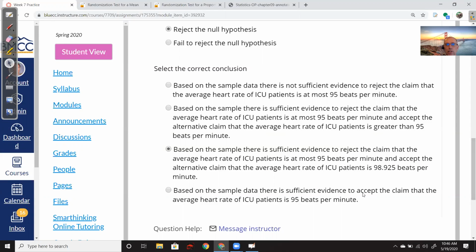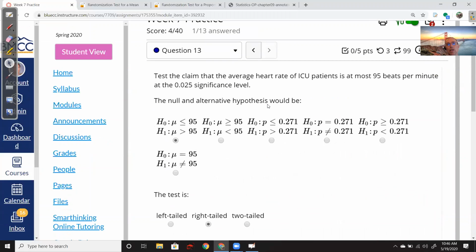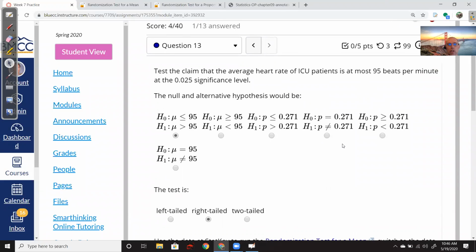Based on the sample, there is sufficient evidence to support the claim that the average heart rate of ICU patients is now... We can never say something is. That's nonsense. Okay, so the third one's nonsense. This one's nonsense. The second one is a good conclusion for rejecting the null. Yeah, and the first one would be failing to reject that. It came close enough to 95. So it's this one right there. In my case, yours might be different. Again, every time this problem regenerates, it gives you a slightly different scenario.